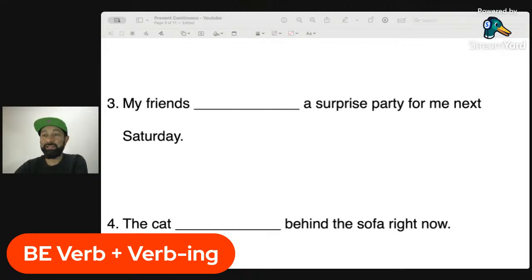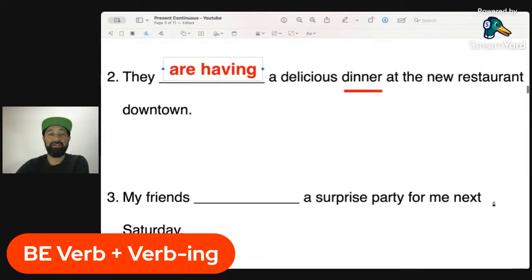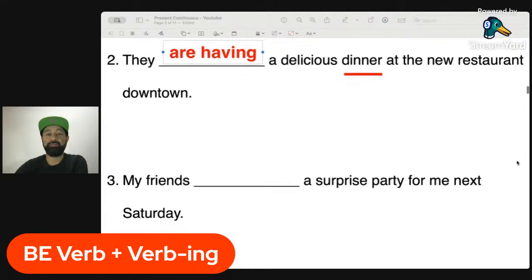So anybody joining a little bit late here, the lesson is all about present continuous. So this exercise right now you see on the screen, I want you to choose the correct be verb and the correct main verb, right? So just for a little recap, number 2, it says they're having a delicious dinner at the new restaurant. Number 3, my friends something a surprise party for me next Saturday.